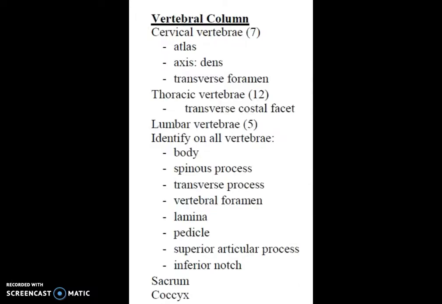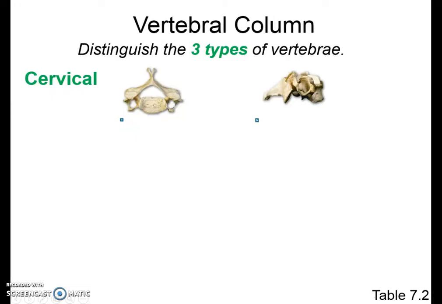So let's check back in with our bone list and the vertebral column. We've covered the vertebrae and all of the structures in it, and now we specifically talked about the cervical vertebrae. The first one, C1, the atlas, the second one, C2, the axis with that dens, and the transverse foramen, which are the holes. Next, we're going to distinguish between cervical, thoracic, and lumbar vertebrae. Here I'm going to give you hints on how to distinguish between these 3 types of vertebrae.